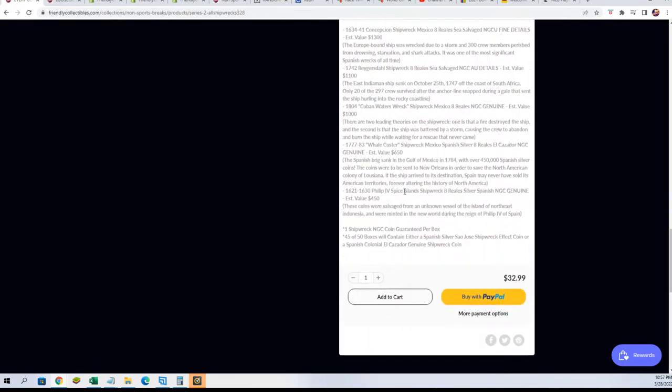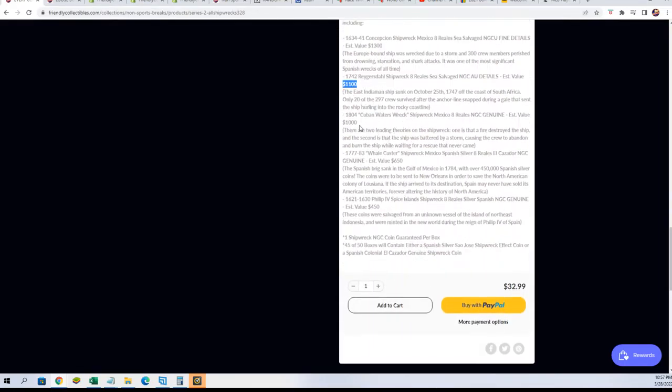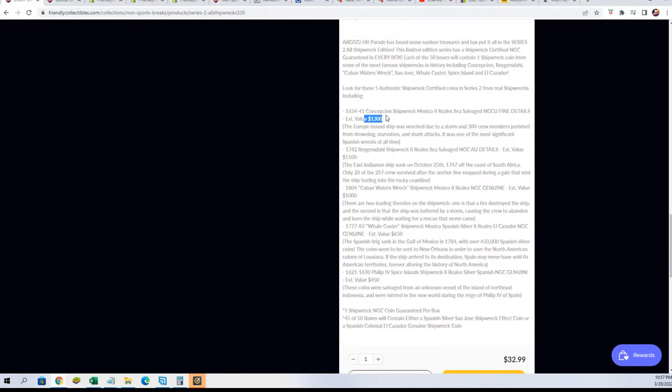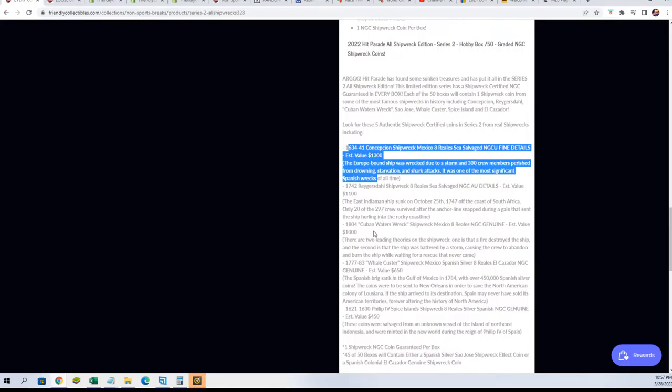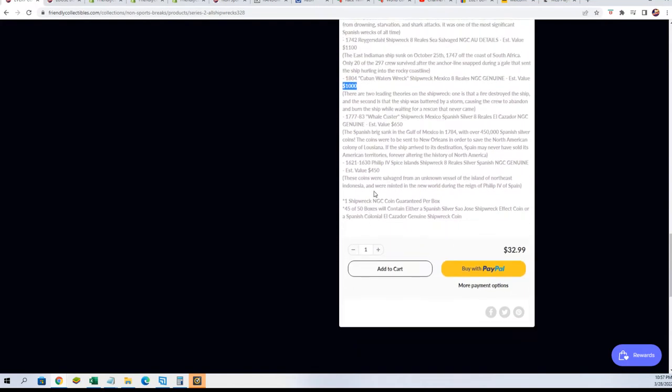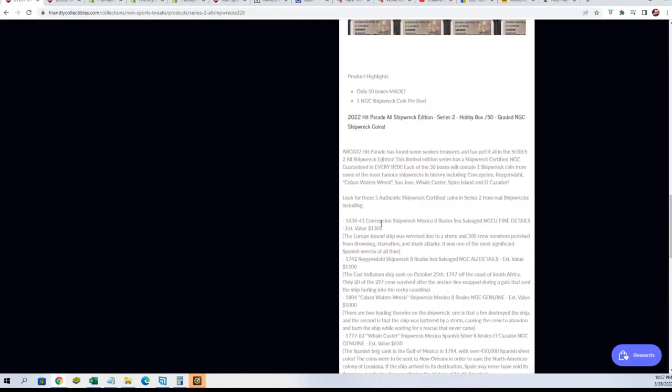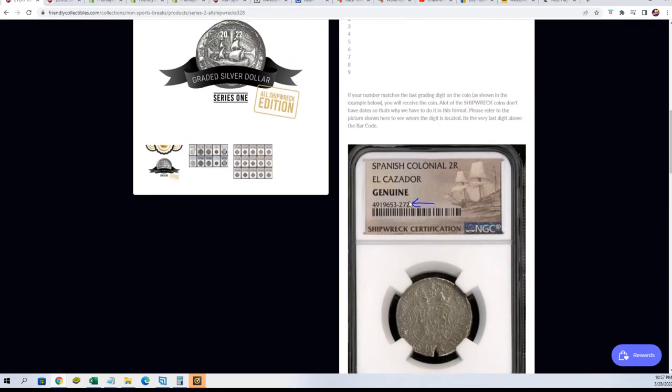And some of these are just huge values. Not everyone is a huge value coin, but they're all really cool and very collected. There's only 50 boxes made, and you can see the hits that are in here. And I've pulled myself a $1,000 hit out of here. So there is big hits. It's a fun break to get into.